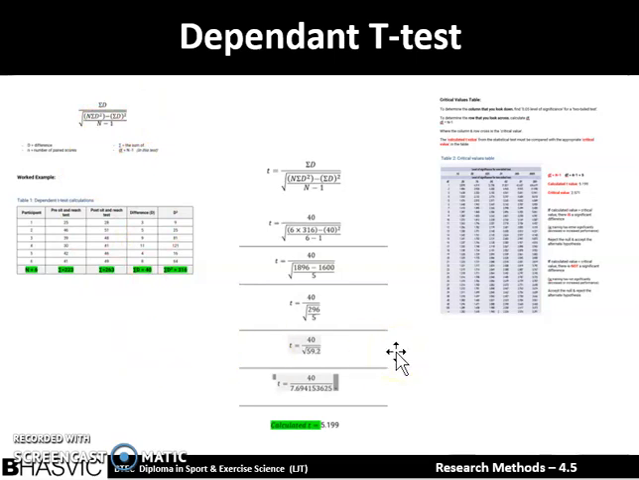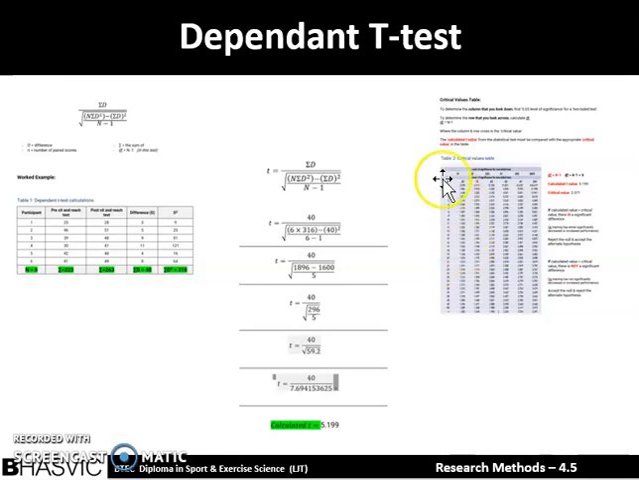Once you've done all of that, you will get a calculated t value. So mine is 5.199. Now, coming back over to the critical values table. So to find the DF, it's exactly the same number of participants. However, this time instead of taking away 2, we take away 1, which gives us 5.